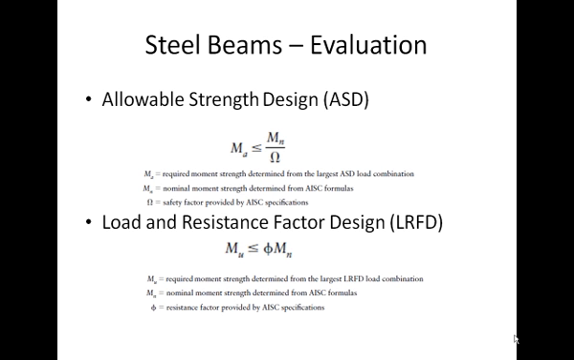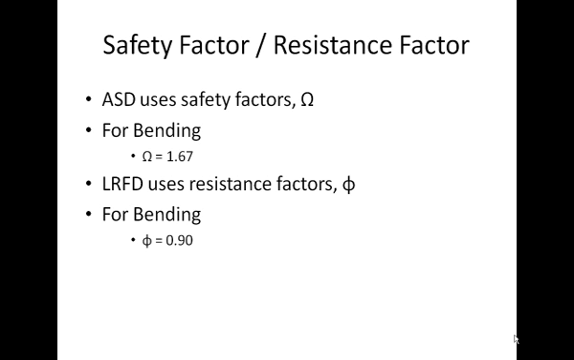ASD takes the nominal moment capacity and divides it by a safety factor shown on this slide as omega, and the load and resistance factor design method takes the nominal moment capacity and multiplies it by a resistance factor, which is shown as the Greek letter phi on this particular slide. The design capacity in either one of these philosophies has to be greater than the required moment strength. For ASD, the required moment strength is MA. For LRFD, the required moment strength is MU.